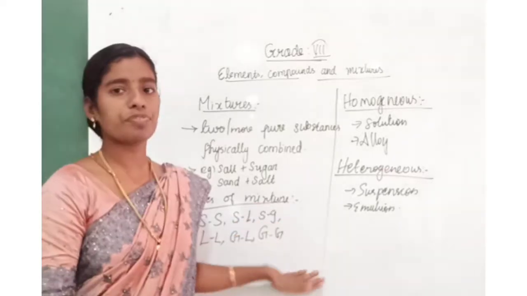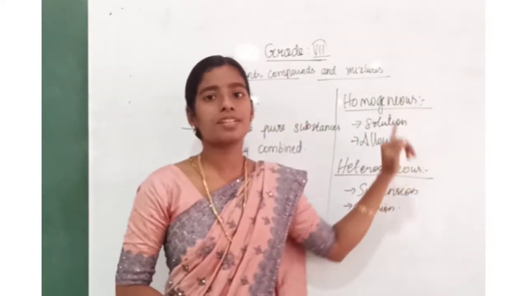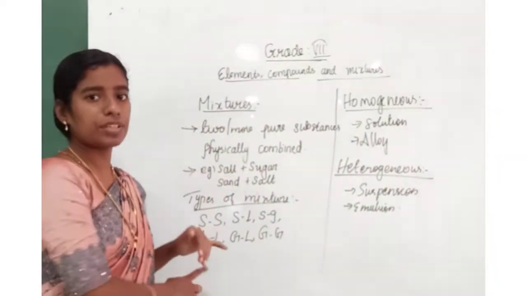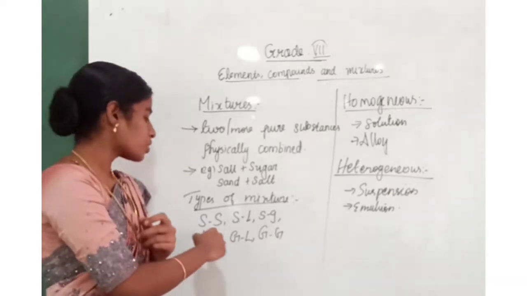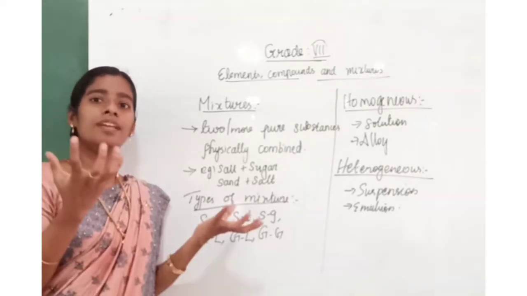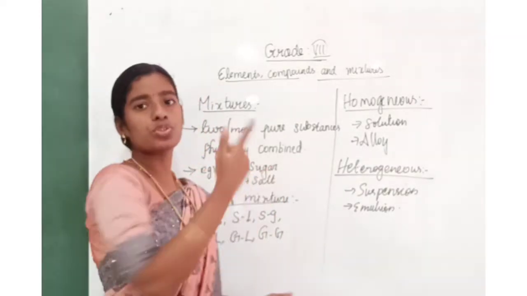Then the next one is types of mixtures. The main two types of mixtures are homogeneous mixtures and heterogeneous mixtures. Before that, they have given some combinations, that is solid, solid. Example, both should be solid. The same example we can say, salt, sugar.